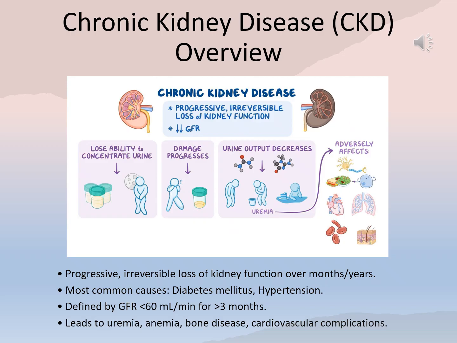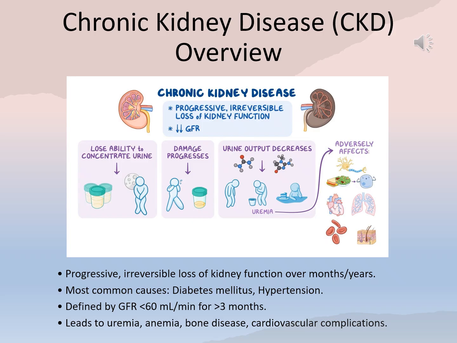Okay, so now we're going to talk about chronic kidney disease or CKD. This is also known as chronic renal failure. So this is a progressive and irreversible loss of kidney function. Compared to AKI, where it's short term, it can be fixed, it's rapid, this is slower progressing, but oftentimes irreversible. So we can't fix this kidney function.